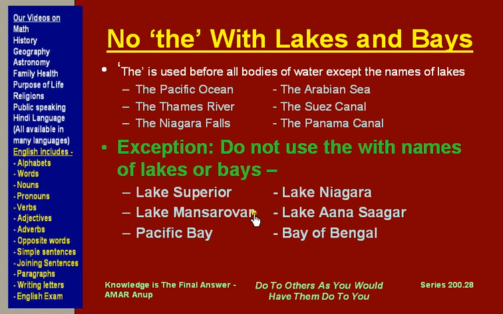Lake Mansarovar is a lake in southern China in the Himalayas. Lake Superior is in the northern part of America, south of Canada. Here are two names where these are bays: Pacific Bay, Bay of Bengal. So there is no "the" before the names of lakes and bays.